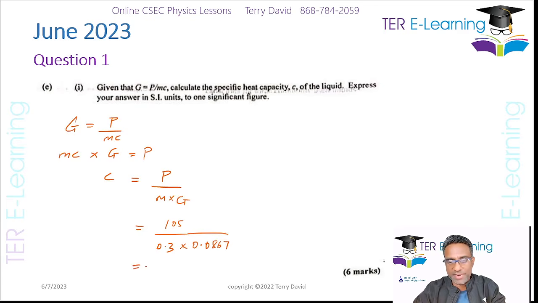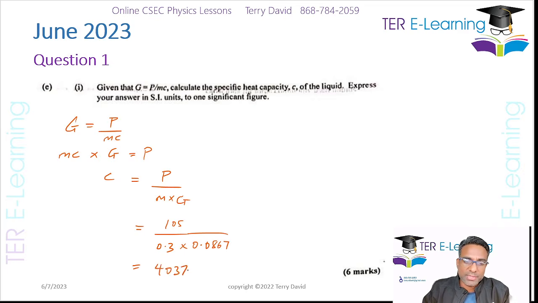And we're just going to find the value of this. So 105 divided by, open brackets, 0.3 multiplied by 0.0867, right? And I'm getting around 4037. Now this is specific heat capacity, so it's going to be joule per kilogram, because I converted mine to kilogram, per degree Celsius. So 6 marks for this, but remember you have to give your units in order to get the marks. So that's my specific heat capacity. Your answer is going to vary based on your gradient, though.